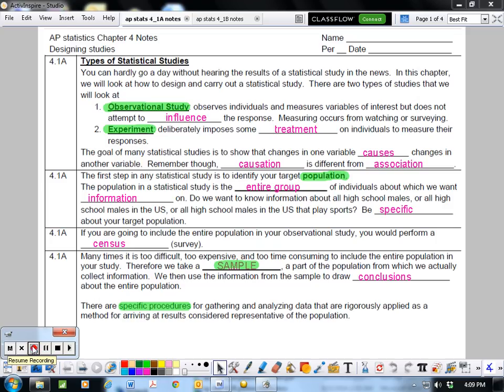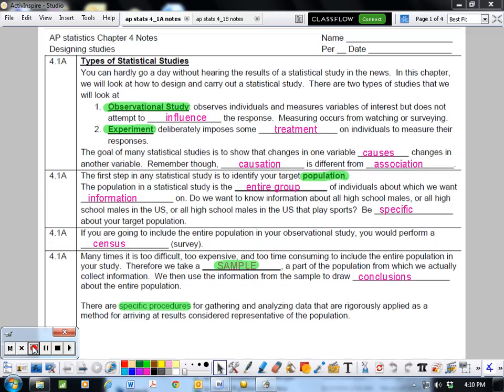Okay, so we have two types of statistical studies that we're really going to look at. Our first type is an observational study. We observe people, or we observe animals, we observe something, and we measure the variables of interest, but we don't influence the response. So we're interviewing people and getting that information, or we're watching things happen, but we're not actually taking part, we're not trying to change what's happening. It's always about watching or surveying, and that's an observational study.